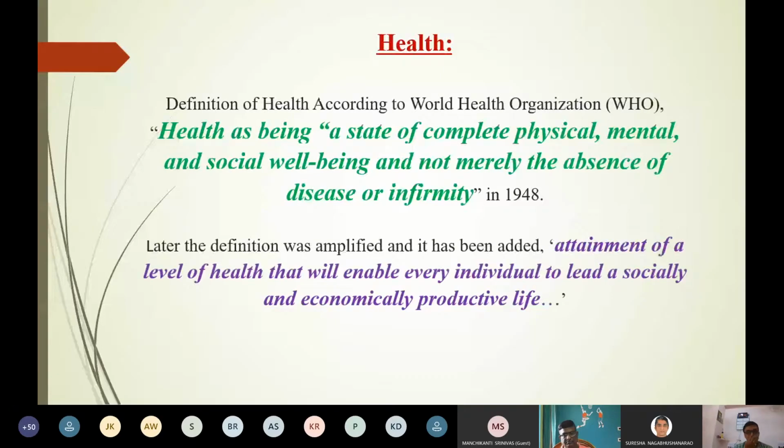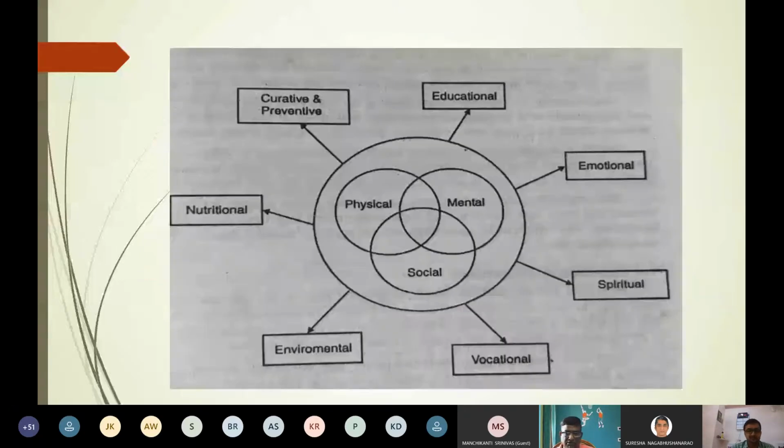When it comes to health, WHO has defined health as a state of complete physical, mental, and social well-being, and not merely an absence of disease or infirmity. They defined these things, but later it was found that it is not only these mental, physical, or social aspects. There are certain other things which also contribute to healthy living. So they revised and amplified this, and added the attainment of a level of health that will enable every individual to lead a socially and economically productive life.